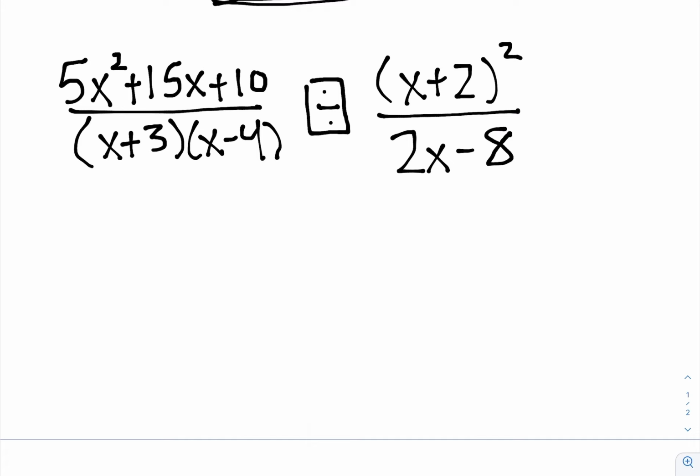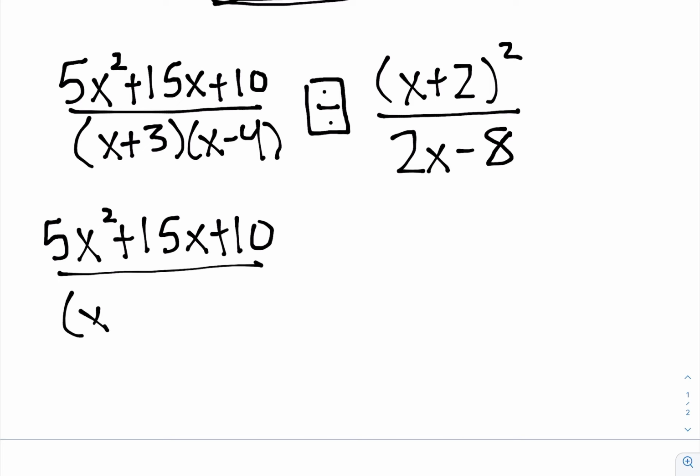So the first thing we do before we factor anything is we rewrite what we have on the left, 5x squared plus 15x plus 10 over (x plus 3) times (x minus 4). Okay, that stays the same.